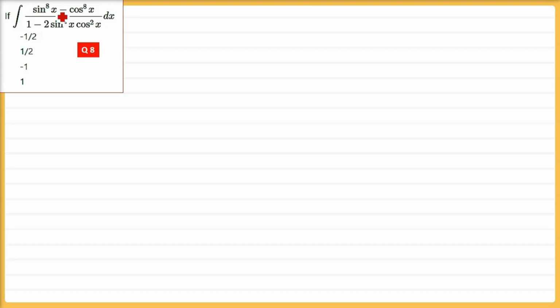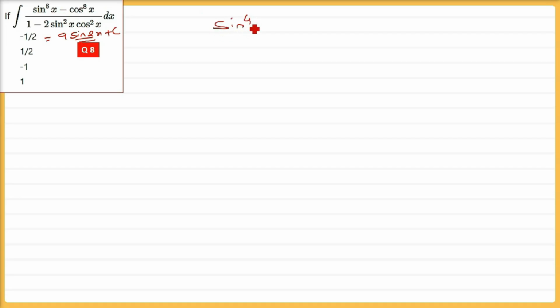Integrals. Now, integration of sin raise 8x minus cos raise 8x divided by 1 minus 2 sin square x cos square x. This is equal to, I am just writing the question, a sin 2x plus a constant of integration. So we need to find out the sin 2x. Anything which is in front of sin 2x, or the coefficient of sin 2x, you can say, that will be your correct answer.